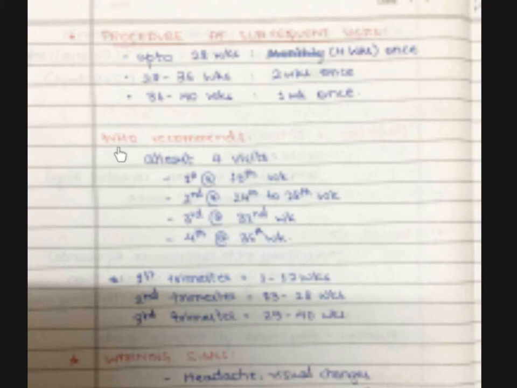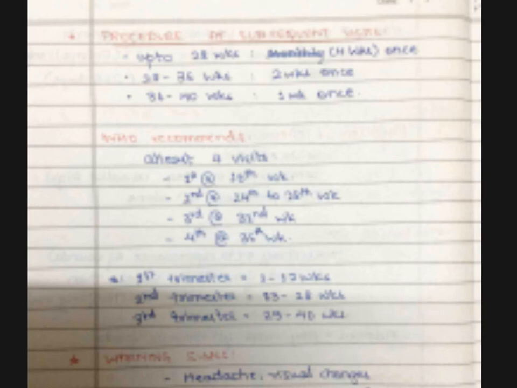In developed countries, it is recommended that there should be at least 4 visits. The first visit should be at the 16th week, the second visit at the 24th to 28th week, the third visit at the 32nd week, and the fourth visit at the 36th week. These four visits are extremely important to check for any complication or high risk pregnancy that has arisen during the pregnancy. Remember that the first trimester is from the first week till the 12th week, the second trimester is from 13 to 28 weeks, while the third trimester is from 29 to 40 weeks.